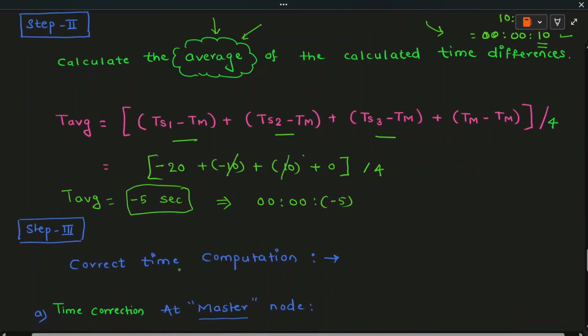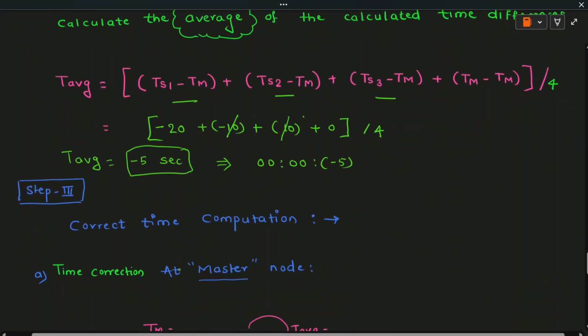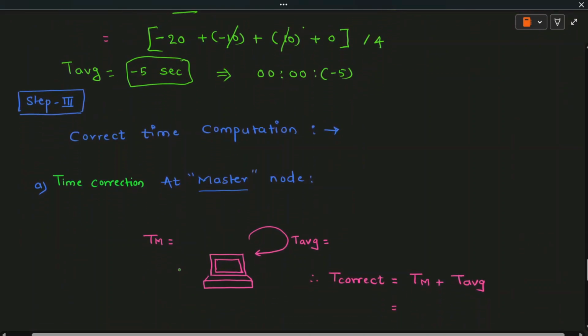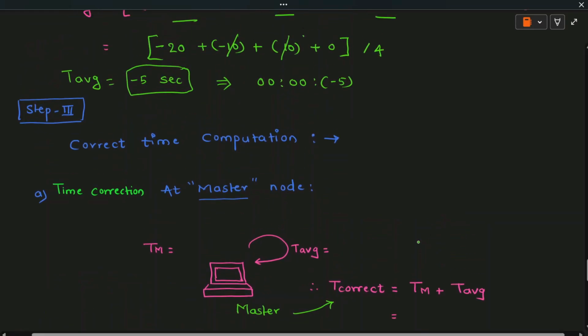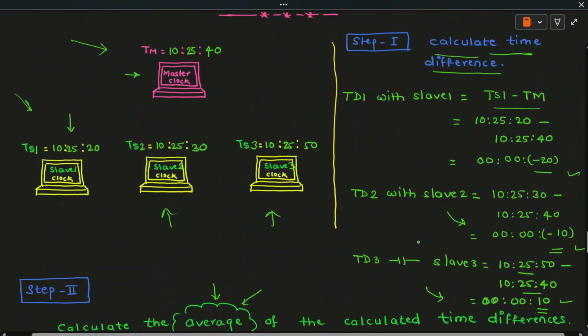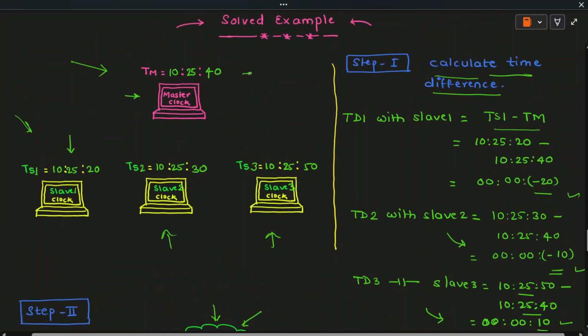We now have the average time with us. Let us calculate the correct time at the master as well as at the slaves. So let us calculate the correct time. At the master, that is going to be the master's earlier time. The earlier value of time was 10 hours, 25 minutes and 40 seconds.